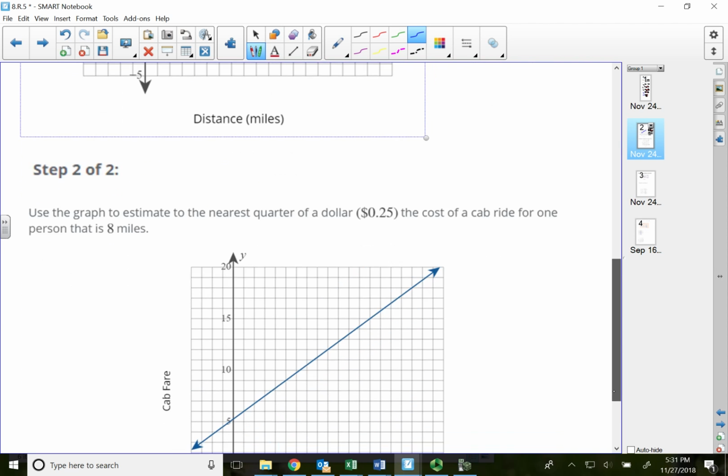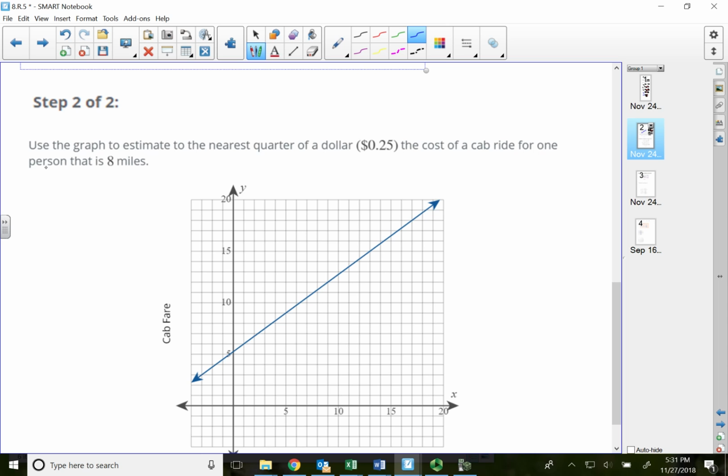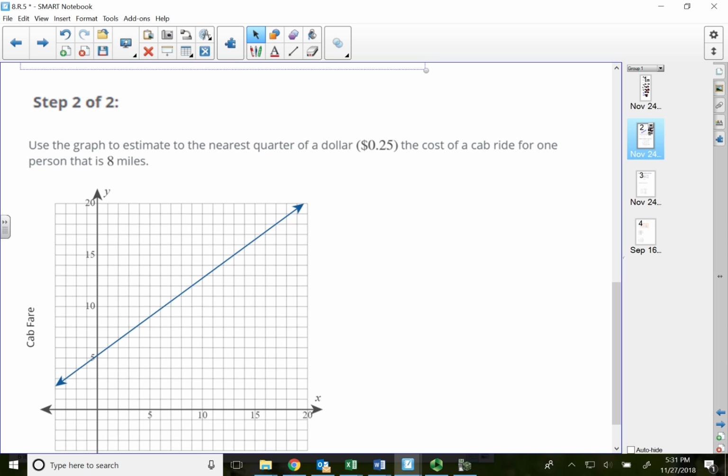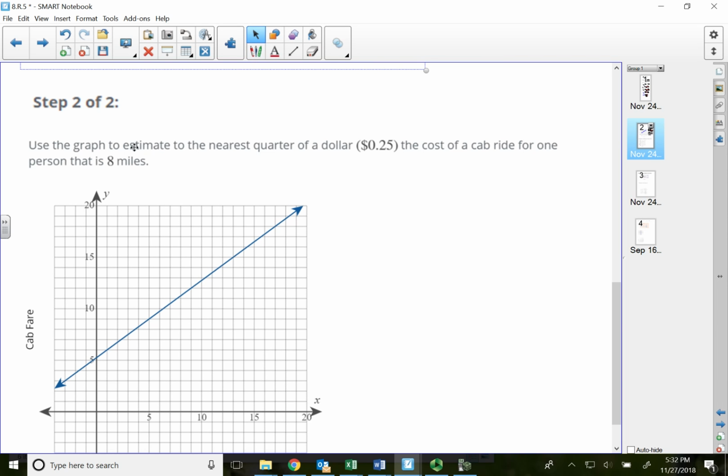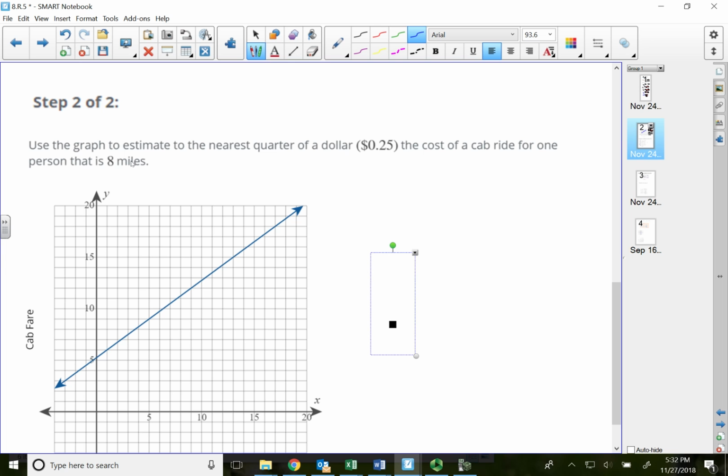All right, now use the same equation. Use the graph to estimate to the nearest quarter of $1. That simply means we round every quarter at a time. So for the person that rides 8 miles, this probably simply means read the graph. I'm gonna use my points. All right, 8 miles. Go to the right 8: 5, 6, 7, 8, and go up.